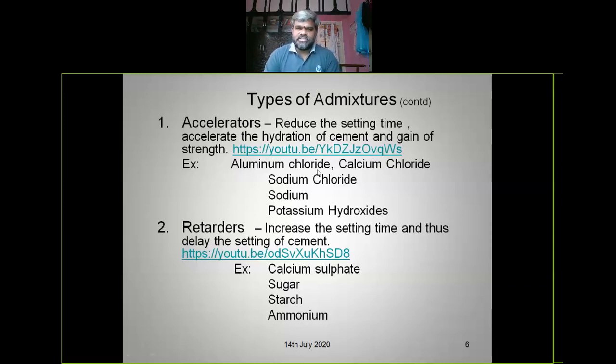Examples are aluminum chloride, calcium chloride, sodium chloride, sodium and potassium hydroxide. These are the different materials of accelerators. They accelerate the strength, so early strength. The retarders are delay in strength. They increase the setting time, meaning a delay in strength, and thus delay the setting time of cement.